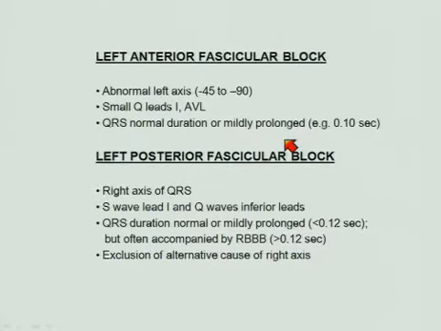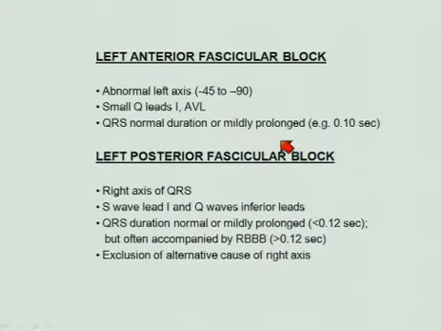Left anterior fascicular block: abnormal left axis, between negative 45 and negative 90 degrees. Often, and characteristically in fact, there is a small Q wave in lead I and aVL. And the QRS should be normal in duration or only mildly prolonged along with it.